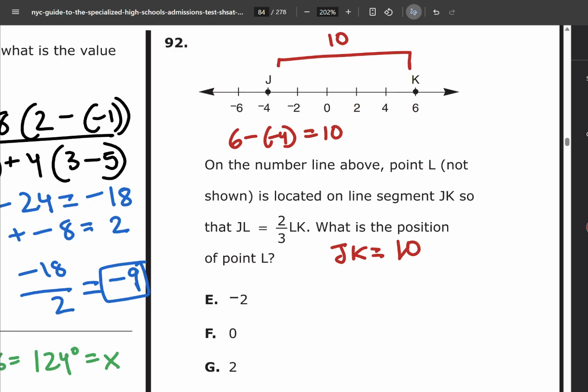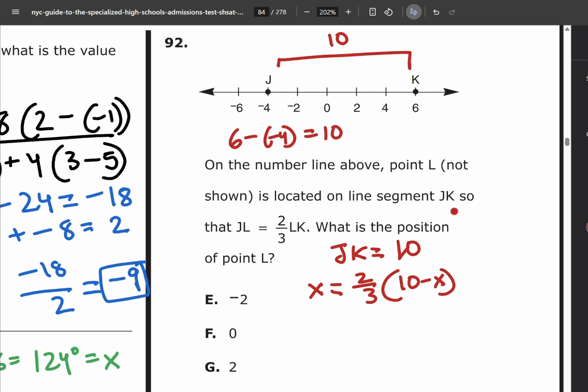So JL is going to be x. And that is going to be equal to 2/3. And LK is going to be whatever is left. So for example, just theoretically, if I put L here, this would be x, and this remainder would be 10 minus x, because that's what's left under this value of 10. But that's not what's happening. We don't know if the L is there or not. Just put it in a random place. So 2/3 times 10 minus x.